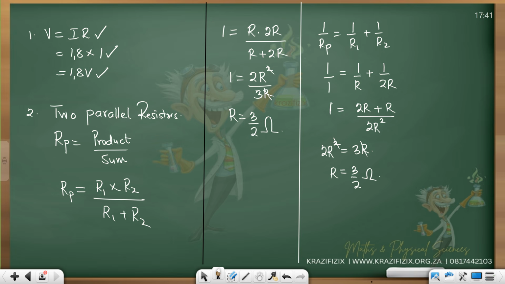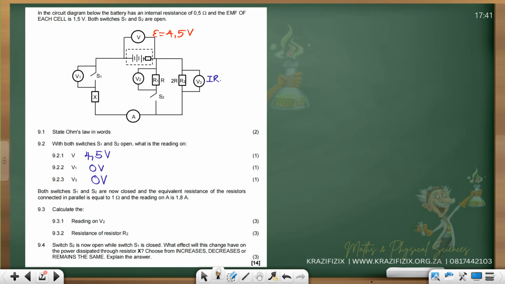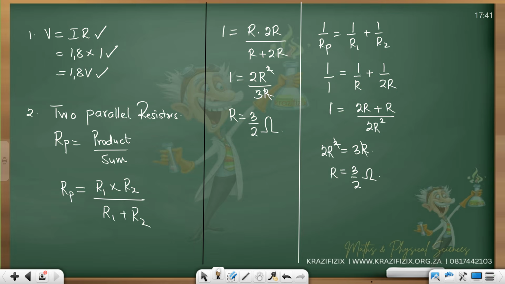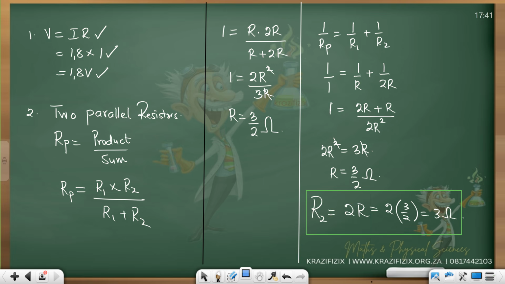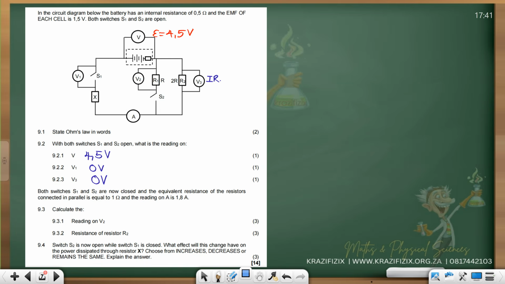R is 1.5, but aren't they asking for the other resistor? What are they asking for? They're asking for R2, right? So is R2 double R1? Yeah. So now we know R2 as 2R, which is 2 times 3 over 2, which will give us 3 ohms. So whichever method you do, this last step is common. Are we on the same page, guys? Very, very important. Same page.